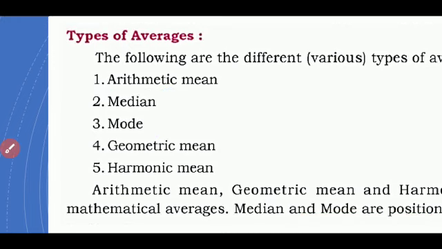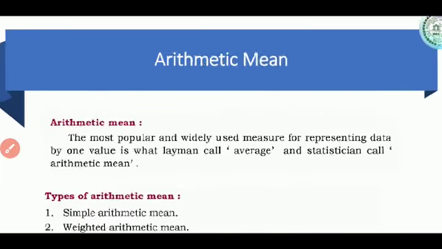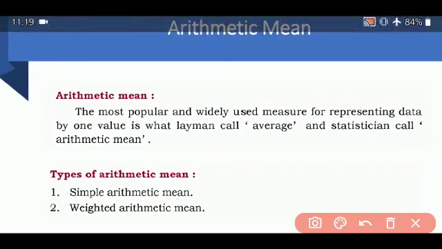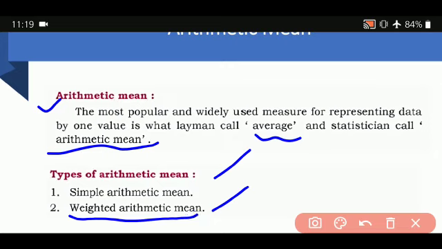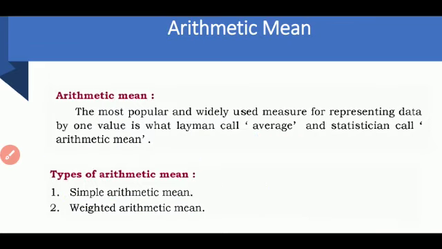What is arithmetic mean? What is the definition? What are the formulas you have to remember? The first one is arithmetic mean. The most popular and widely used measure for representing data by one value is what a layman calls average, and the statistician calls it arithmetic mean. The types of arithmetic mean are simple arithmetic mean and weighted arithmetic mean. Weighted arithmetic mean is only for knowledge purposes. What you are going to mainly deal with is simple arithmetic mean.